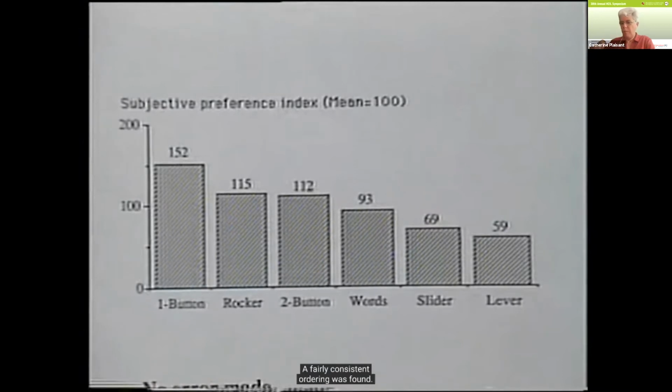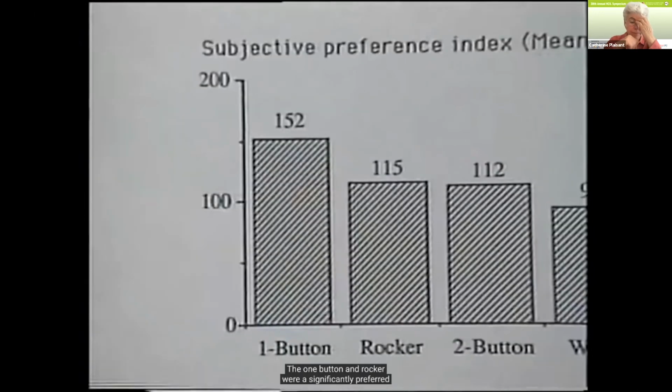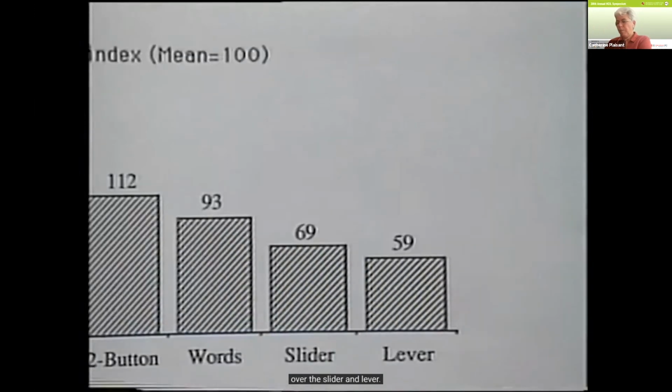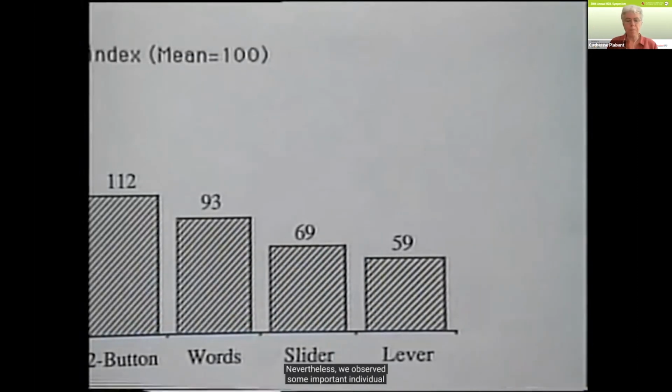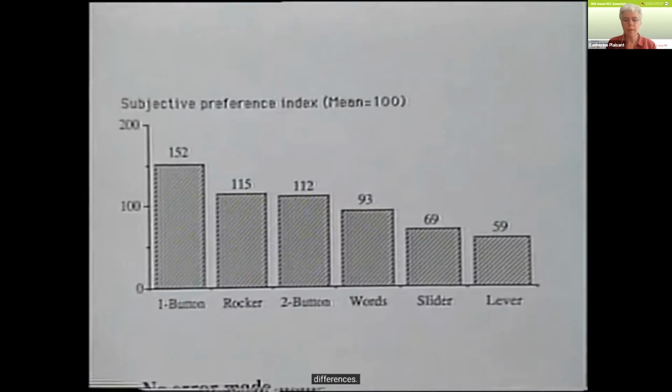A fairly consistent ordering was found. For example, here the subjective preference index shows the ordering 1 button, rocker, 2 button, words, slider, and lever. The 1 button and rocker were significantly preferred over the slider and lever. Nevertheless, we observed some important individual differences.